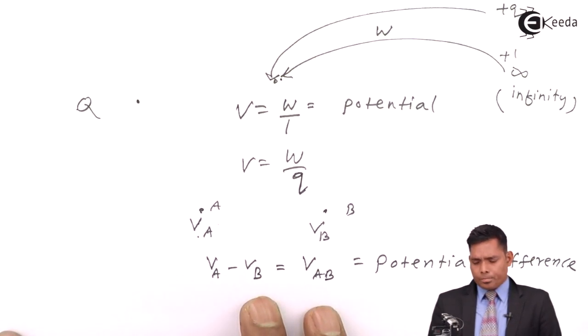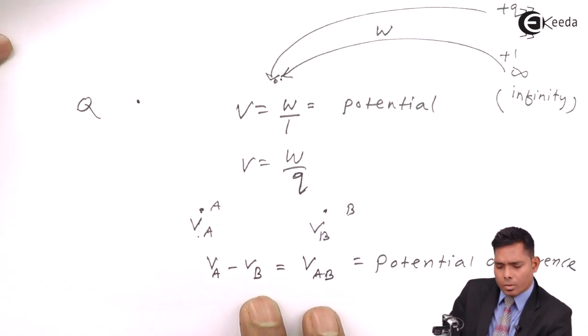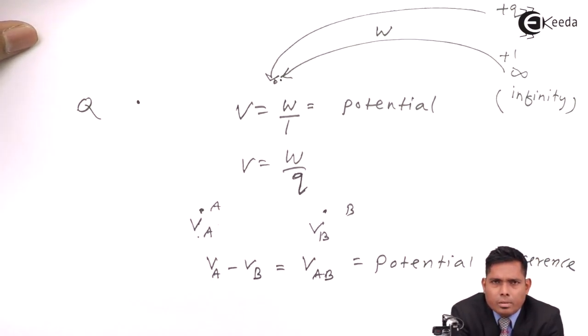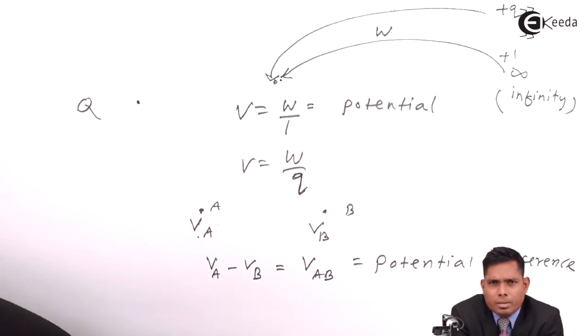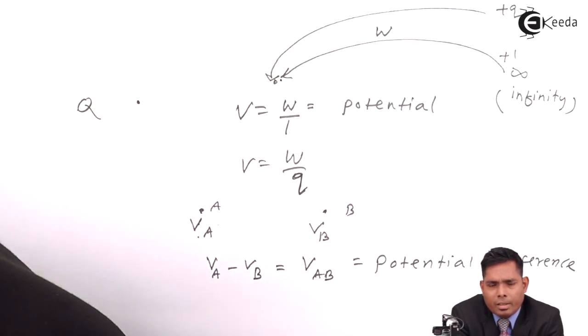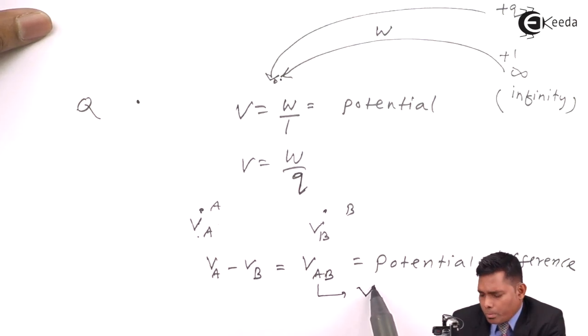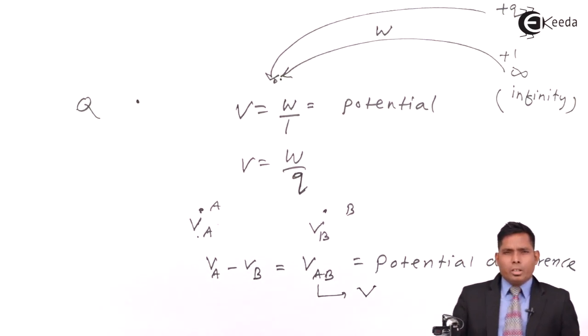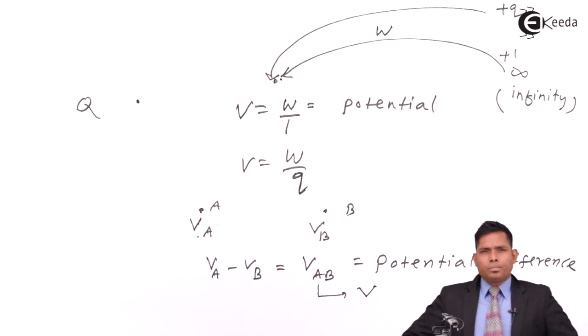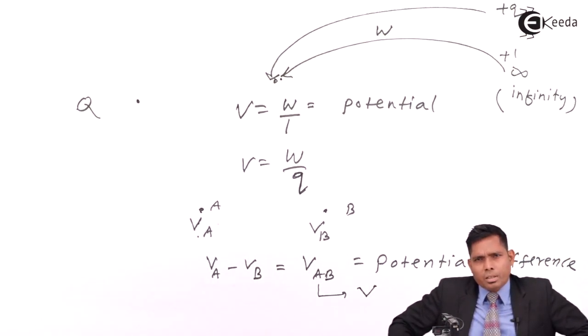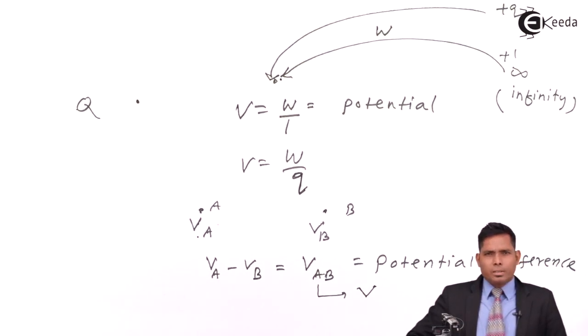In the case of a battery, when the battery is connected across a conductor, suppose the two ends have potentials VA and VB. The difference is called the potential difference VAB, and most of the time we write only V in place of VAB. In current electricity, V basically means the potential difference. It is never the potential, it is the potential difference.